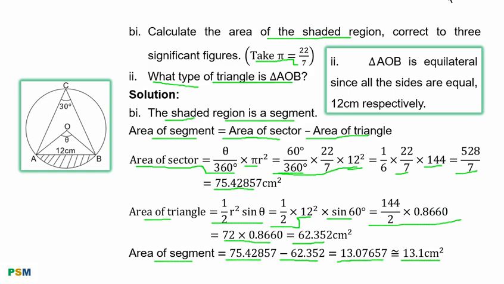Roman figure 2. What type of triangle is triangle AOB? Remember, the radii are equal, 12 cm. AB is also 12 cm. That means all the sides are equal. Therefore, triangle AOB is an equilateral triangle since all the sides are equal, 12 cm respectively.